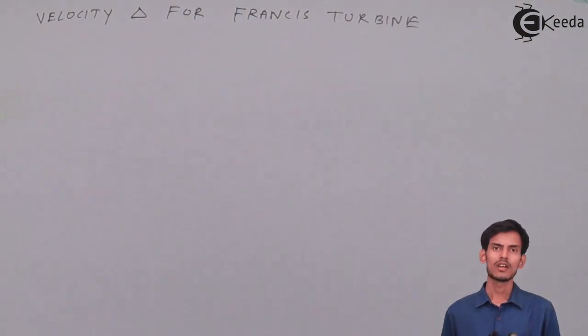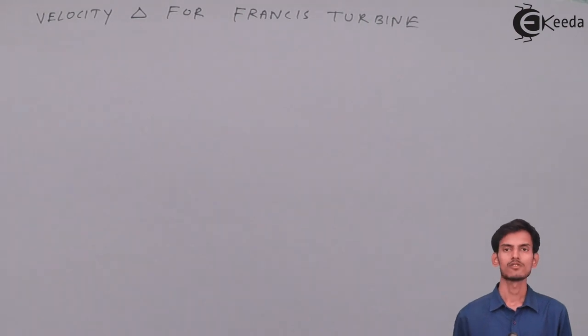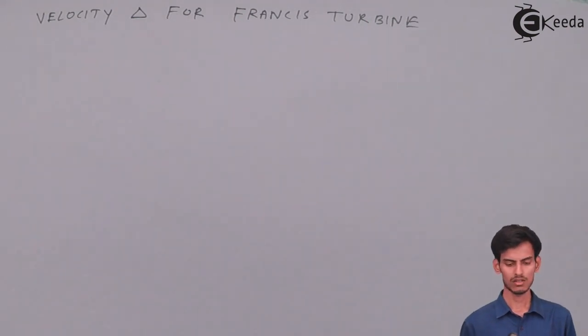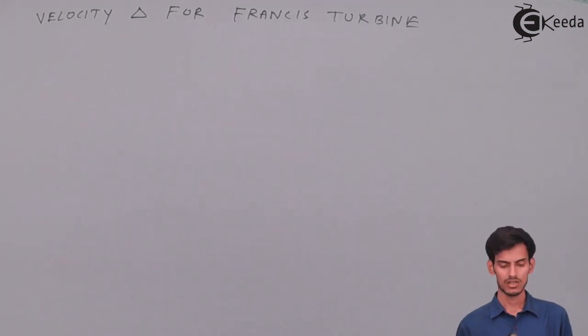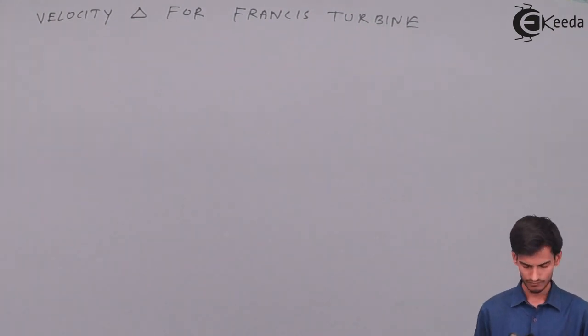So we'll see the velocity triangle for Francis turbine as we saw for Pelton wheel. In Pelton wheel, the triangle was different. Here in Francis, it's a bit different because you know that the inlet is radial in Francis turbine and the outlet is axial. So the triangle looks something different here. So I'll draw the inlet and outlet triangle.